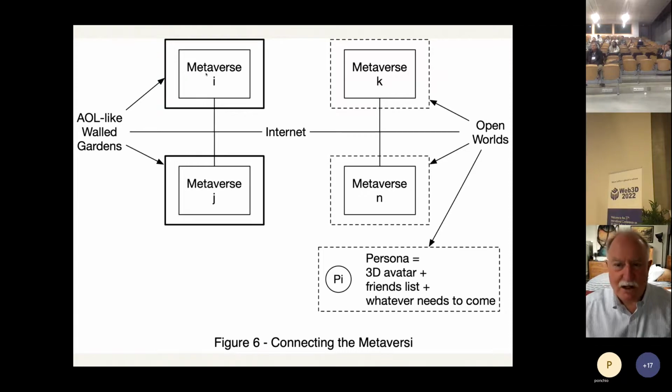If we want to have open worlds, then metaverse K and metaverse N, we can walk between them because we're going to have this notion that there's a persona, which is a 3D avatar. Maybe it's our collection of 3D avatars, you know, we can change clothes all the time. It's our friends list, so that when I go from metaverse N to metaverse K, I can contact my friends from there, and also whatever else needs to come, which might be any data that you create in a metaverse, any purchases that you make. They're in this piece of structured data that you bring with you or have access to, right?